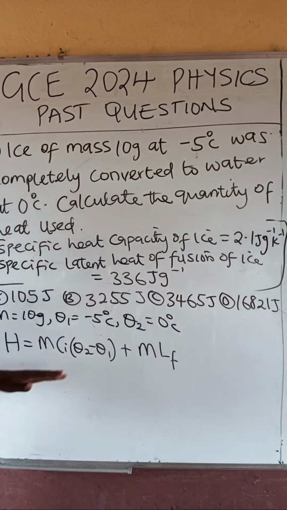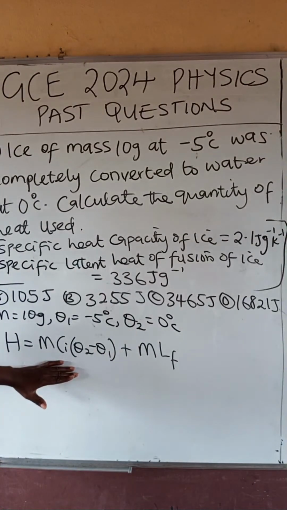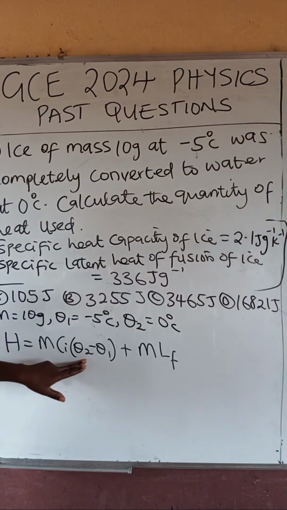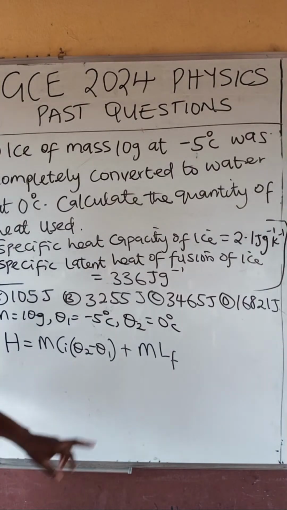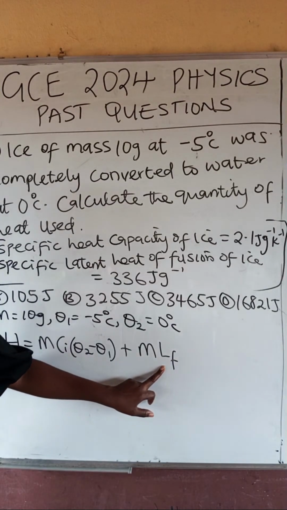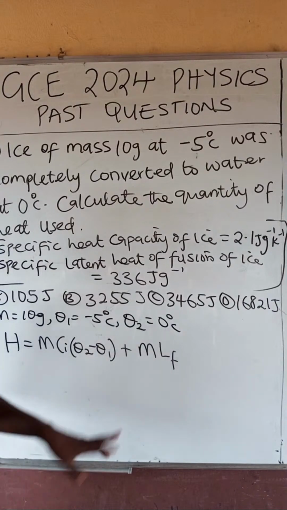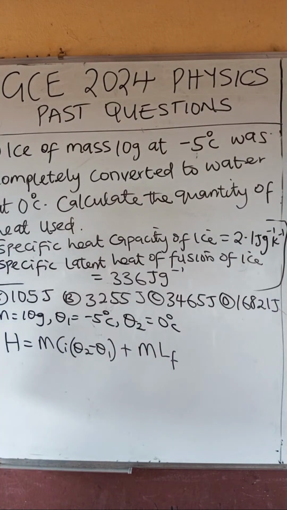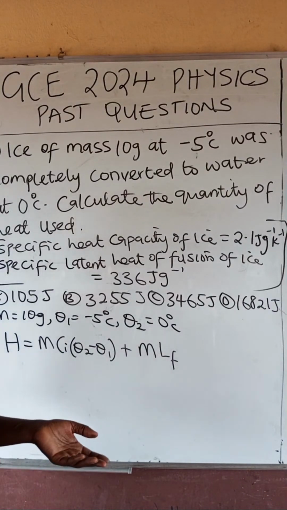Okay? Then the quantity of heat applied to the ice to melt is equal to what? m c_i times (theta 2 minus theta 1). Now, why didn't we add a temperature difference here? Because in latent heat of fusion, there is no change in temperature, but there is a change of state.